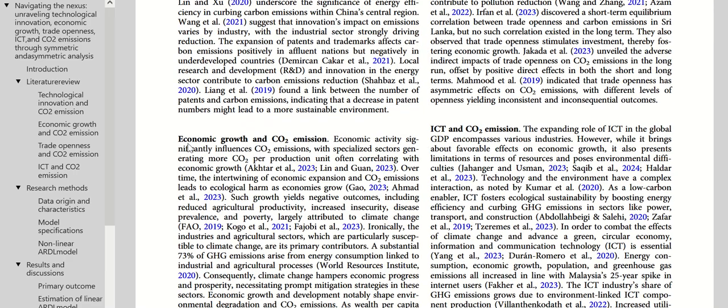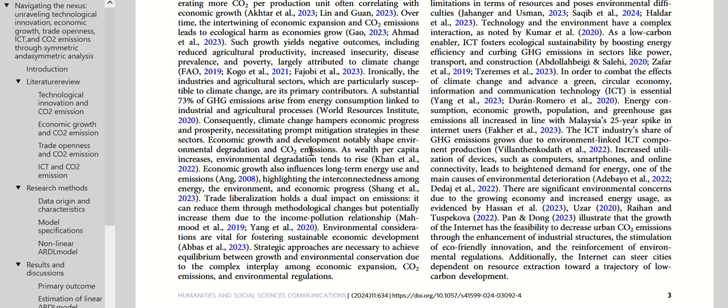Now moving forward to economic growth and emission. Economic growth is strongly linked with higher CO2 emission. When the economy grows, industries expand, energy use increases, and emission rises. This is why many researchers argue that growth without environmental control causes climate damage. So, growth must be sustainable, not just fast.